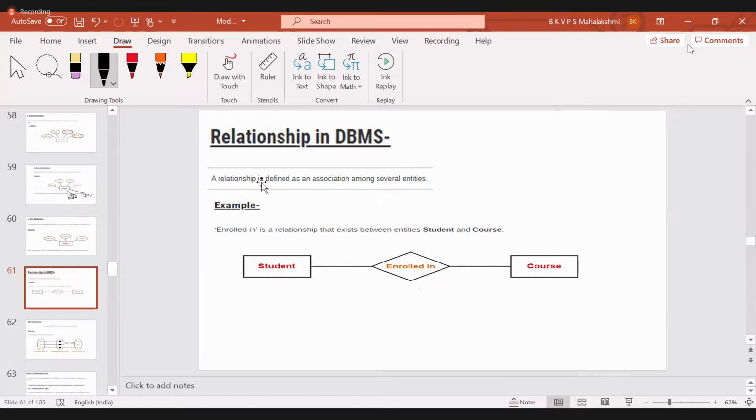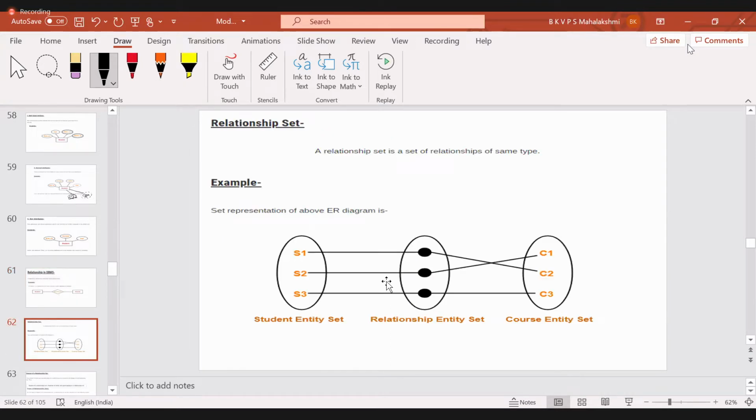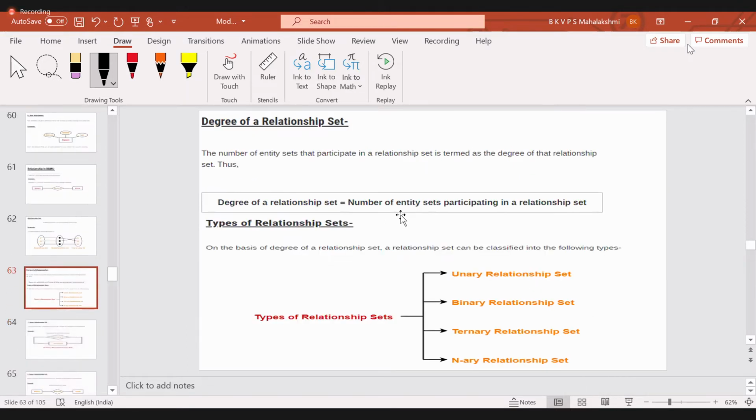It is defined as an association among several entities, and a relationship can be of any type among unary, binary, ternary, or n-ary. I'll give you examples. See, this is a student entity set, and this is the relationship set, and this is the course entity set. We'll come to this later. So let us go with the types of relationship sets.